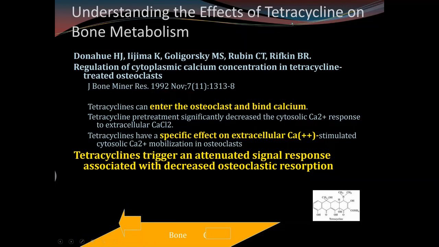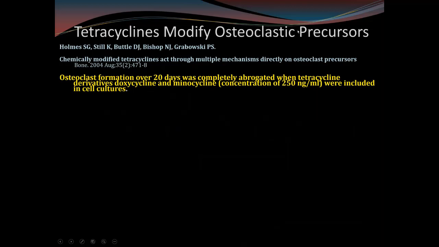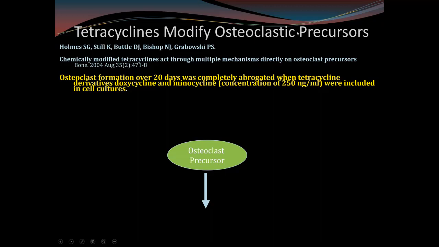Said another way, if you use doxycycline locally delivered, you're going to inactivate 96% of your bone loss. Well, you and I both know we have osteoclastic precursor cells, so you're just going to make new osteoclasts. You just postponed it. You kicked the can down the road. Well, take a look at Holmes' work. What Holmes was doing was looking at osteoclastic precursor cells making new osteoclasts.